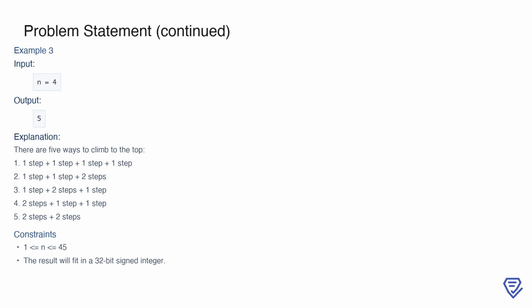As you can see, the number of combinations grows because there are more possible arrangements of one-step and two-step moves as n increases. However, the problem has constraints to ensure that n is always between 1 and 45, and the result will fit within a 32-bit signed integer. Let's also discuss some edge cases that you should consider when solving this problem.